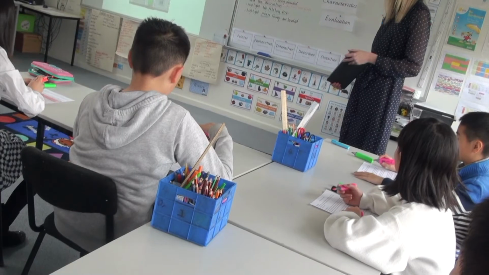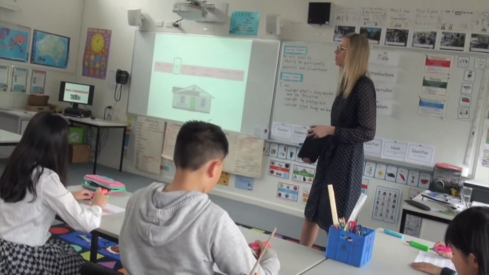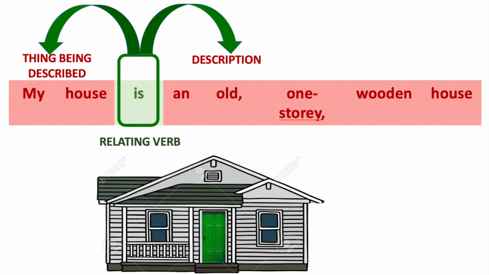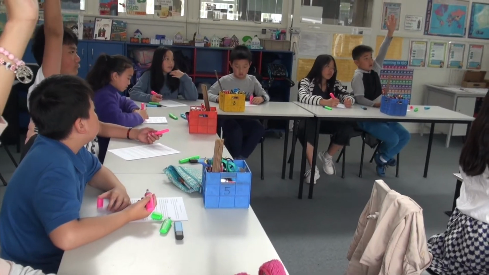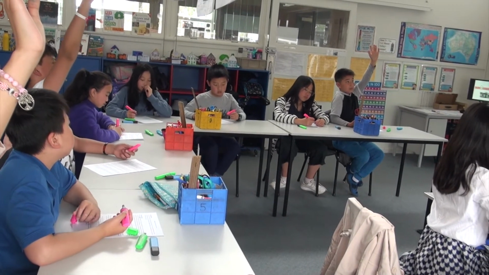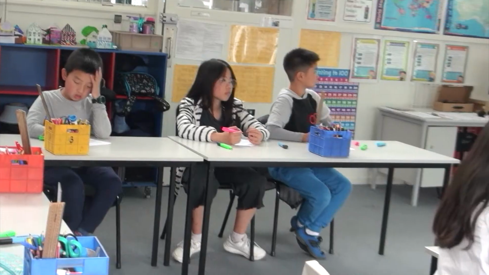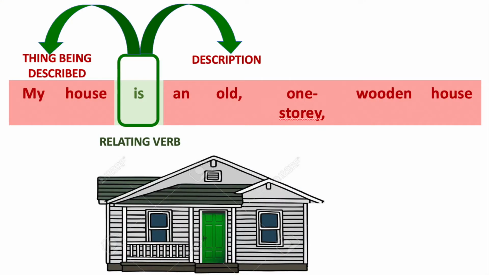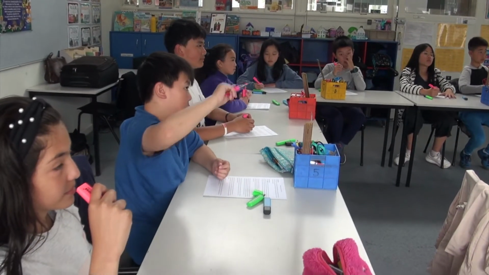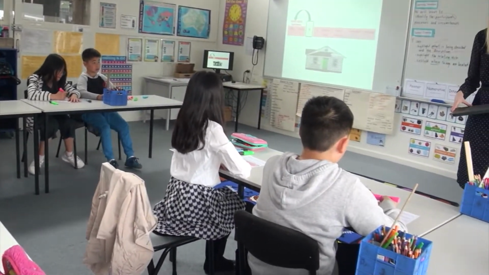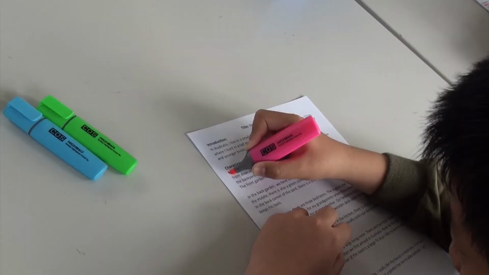Can you pick up your pink highlighter, which is going to represent our red participants? And we're going to look firstly at what is being described. Who can tell me what is being described in this sentence? What are they talking about in this sentence? What are they describing? The house. The house. And whose house is it? Which house? My house. My house. So can you highlight what is being described, my house? Can you highlight that?